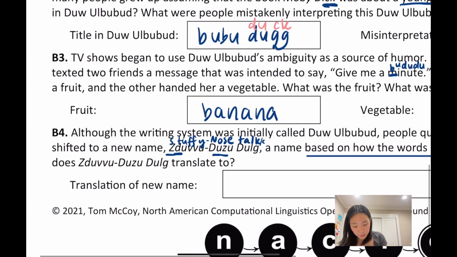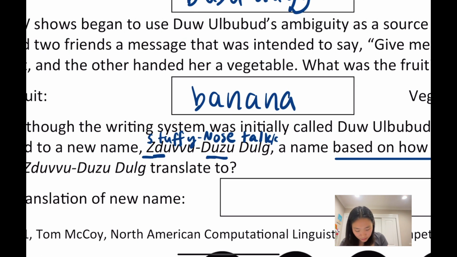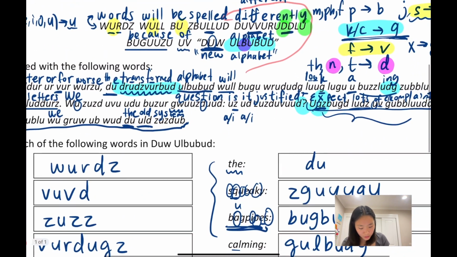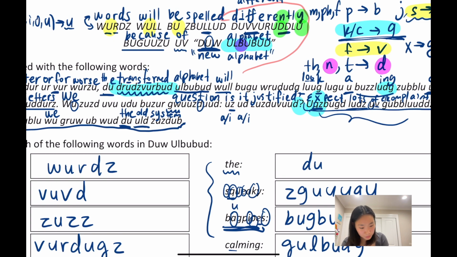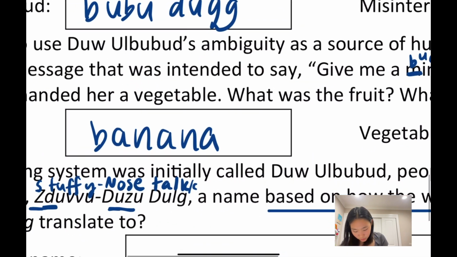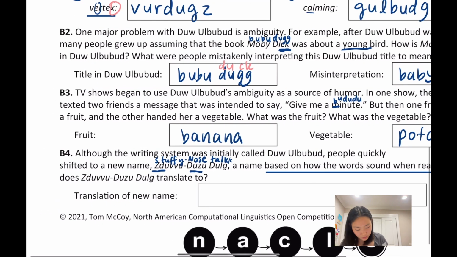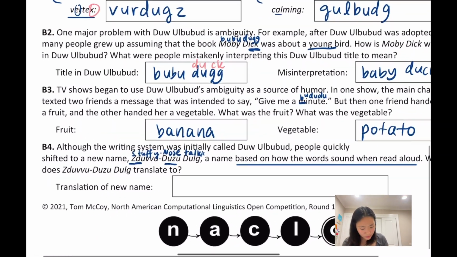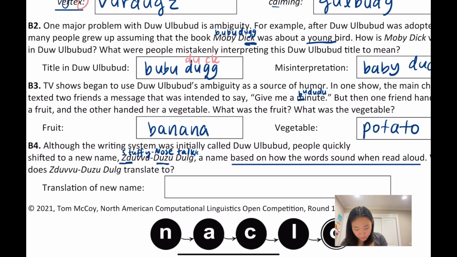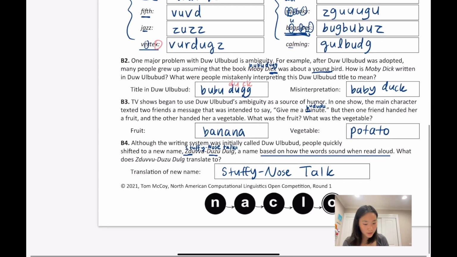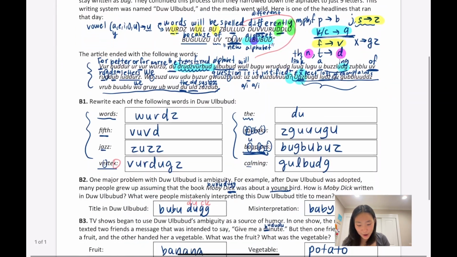We just need to check whether the correspondences match. And indeed they do, because the Z over here and the S are matching. If you look at our key, D and N also match. The D and N over here also match. And the O is just a vowel replacement with the U, and so that also works. And great, so that means our new writing system's name is now called Stuffy Nose Talk. Amazing, and that ends our problem.